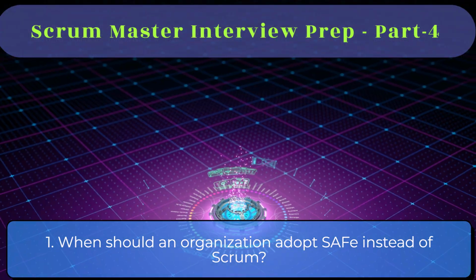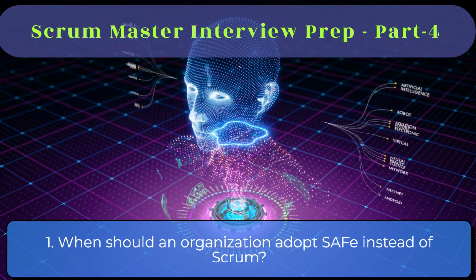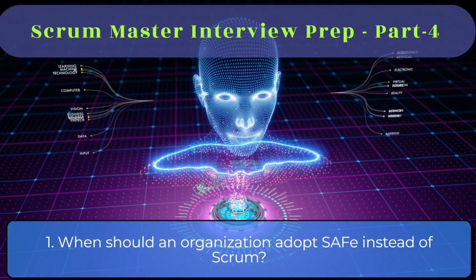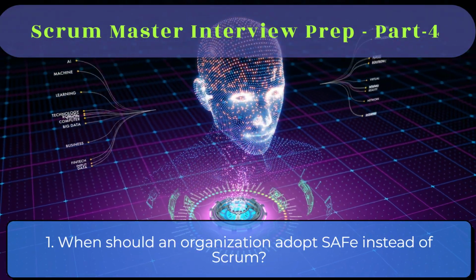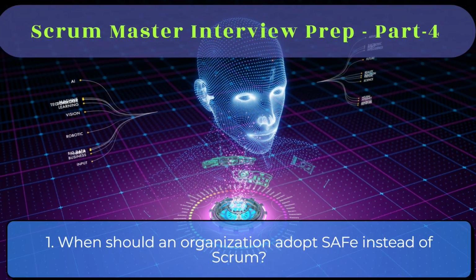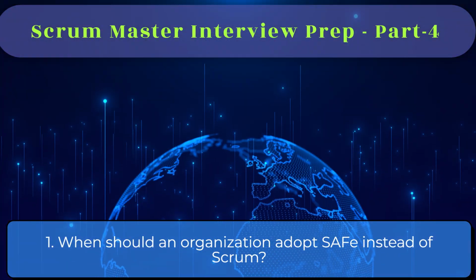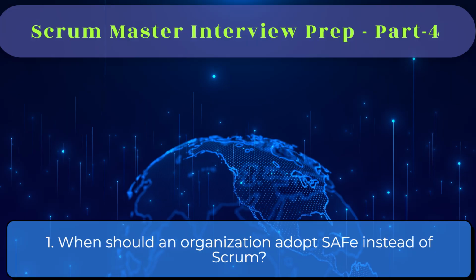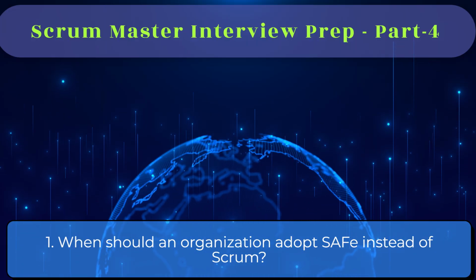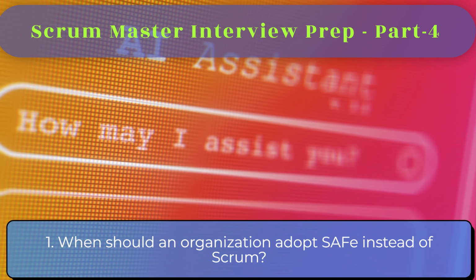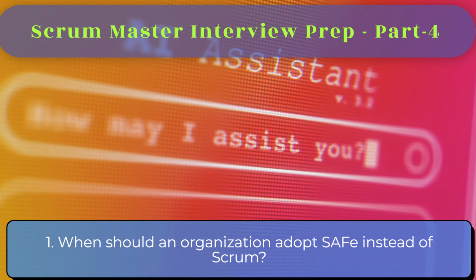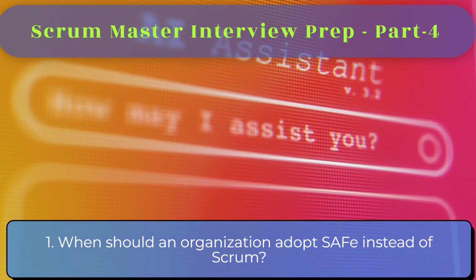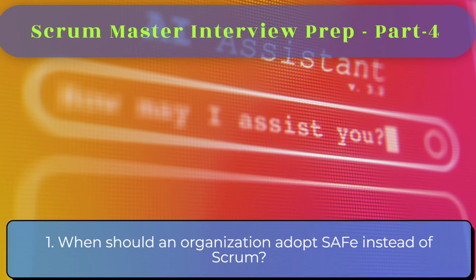Question 1. When should an organization choose SAFe instead of Scrum? A good answer is this. SAFe becomes useful when multiple teams are working on the same product, dependencies increase, and there is a need for alignment across teams, programs, and leadership. Scrum works well at the single team level, but SAFe helps organizations scale agile while staying aligned to business goals. Interviewers ask this to check whether you understand when scaling frameworks actually add value, rather than applying Scrum everywhere.